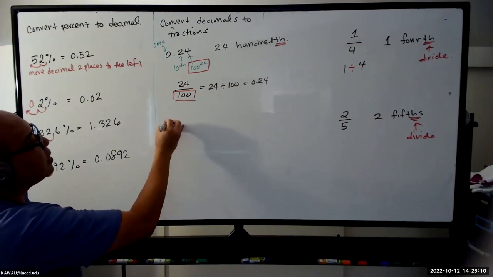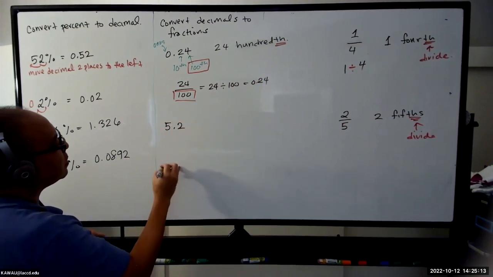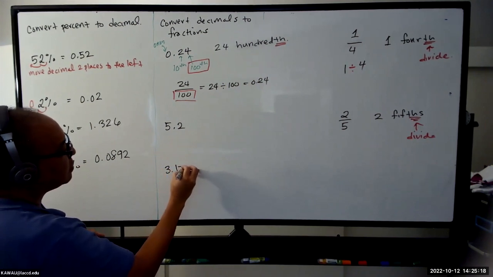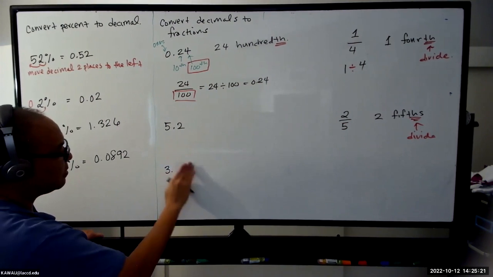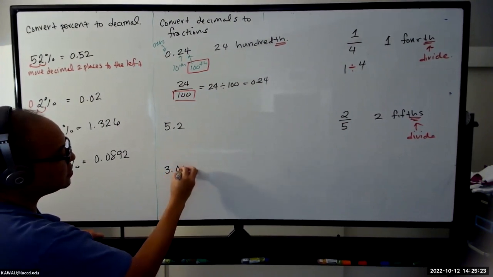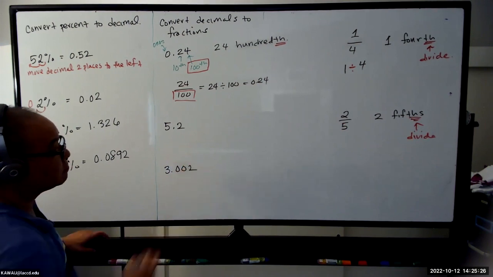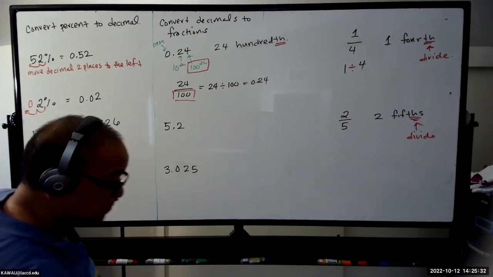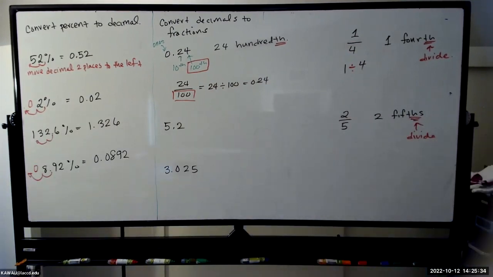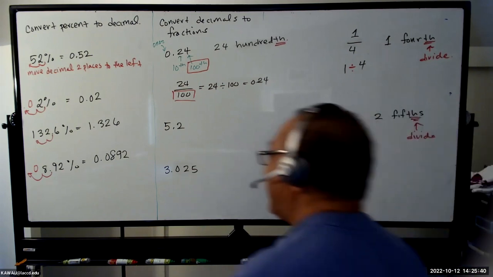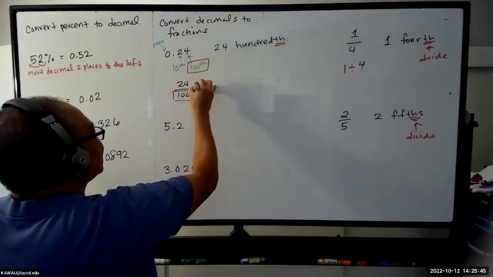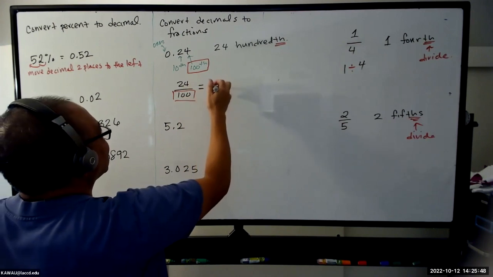Okay, let's do 5.2, and let's do 3.176. Oh, actually, let's not do that. 0.002. I already have a 2. We'll go 0.25. Okay, let's do something like that. Oh, wait. What am I doing? I went from decimal to decimal. I have my fraction. I'm going from decimal to fraction. So there's my fraction, and then I've got to simplify this.